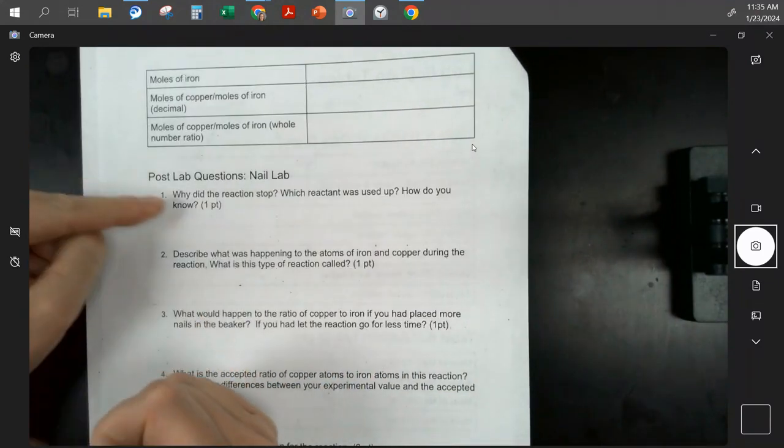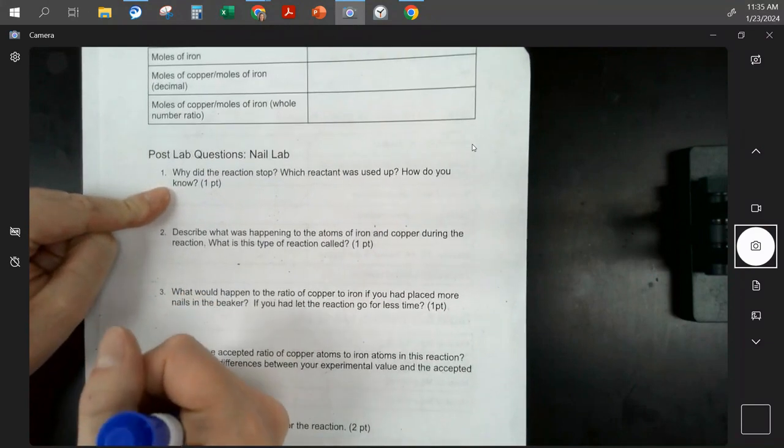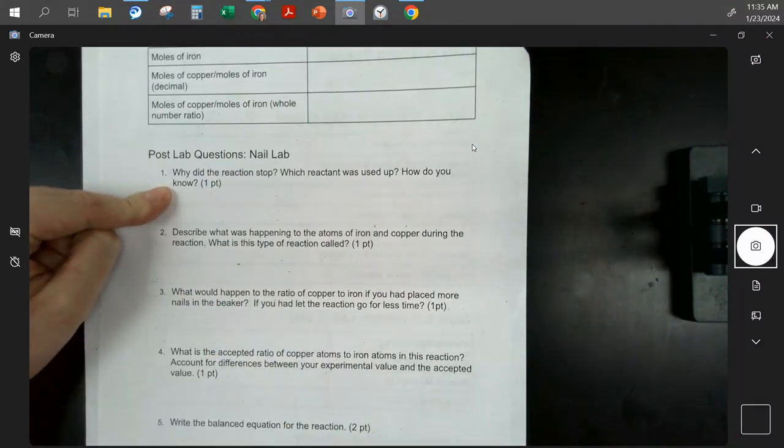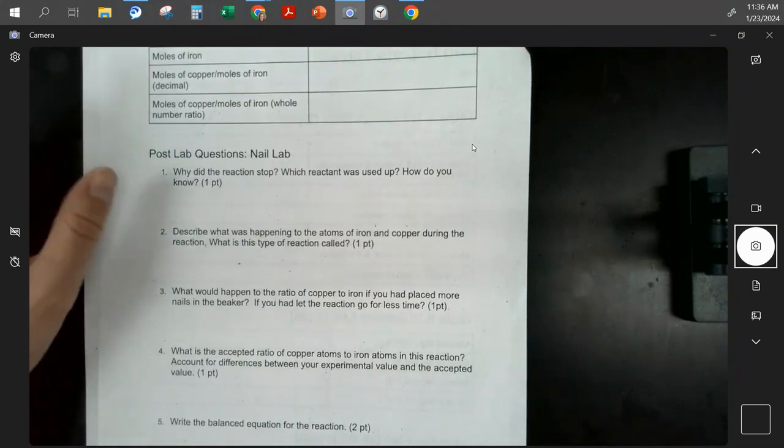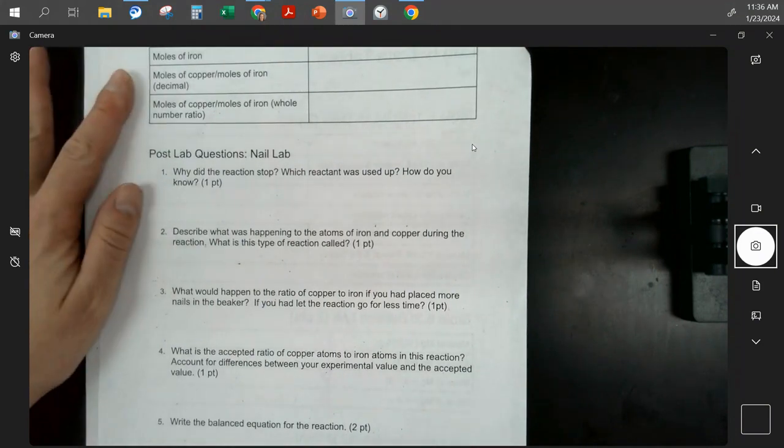All right, so let's look at this one. Why did the reaction stop? You guys left yours for a long time, so why did it stop? What ran out? Did the iron run out or did the copper run out? I think the copper in the solution, right? The copper solution ran out. Did your nail run out? I think everyone had nail left over, right? So the reaction stopped because we used up the copper in the solution.